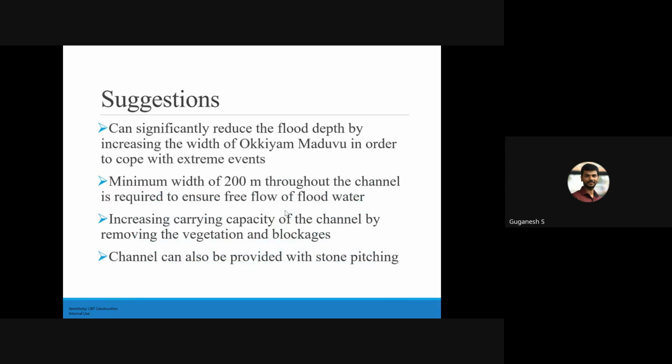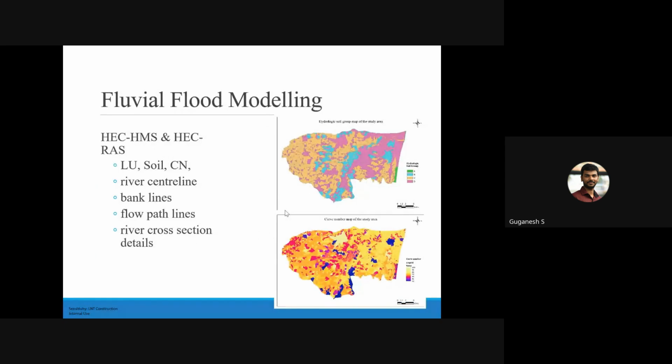So this was one suggestion we have given. Actually, this report was submitted to the State Planning Commission. So we have submitted these suggestions. Recently we have seen the changes in the OMR model. They have increased the channel width, so that is a good thing. And next we will be doing the fluvial flood modeling, where we will be concentrating on the Adyar River.